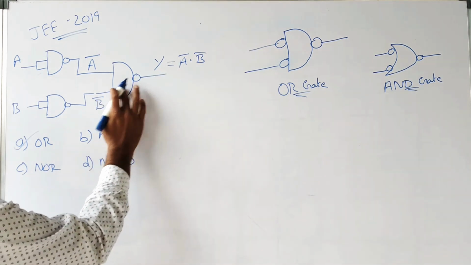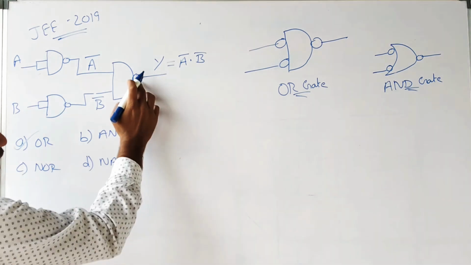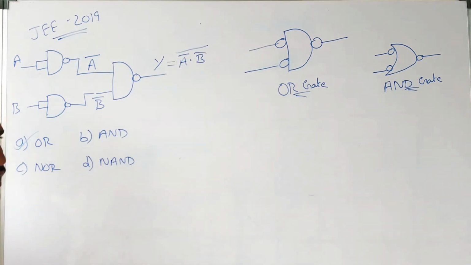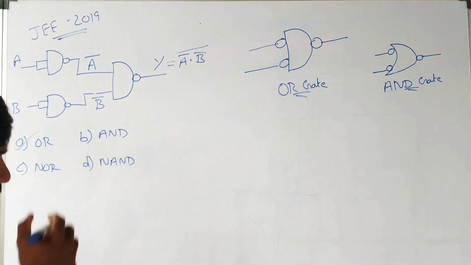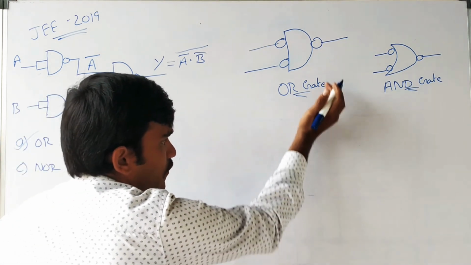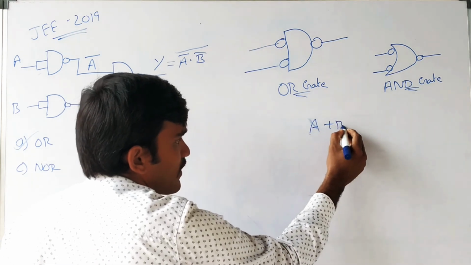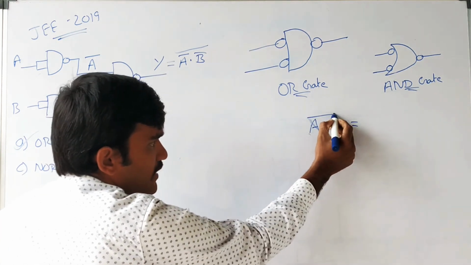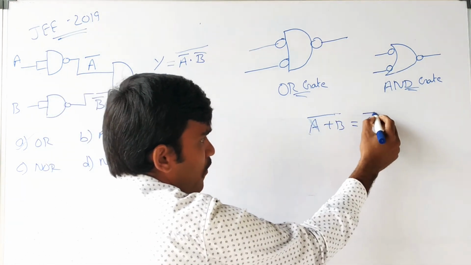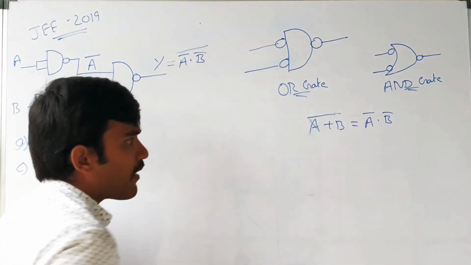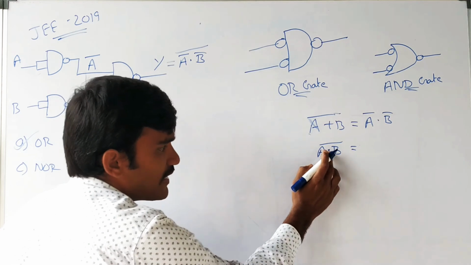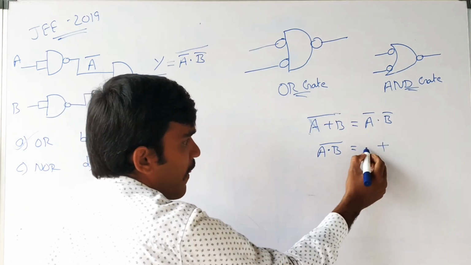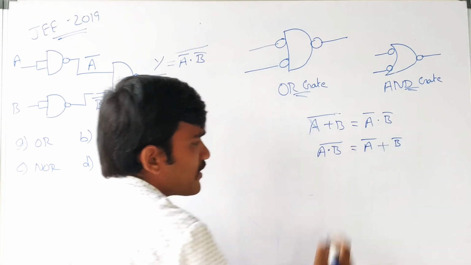AND means we multiply the inputs, and NOT means we put the complement. This is the output. Now by De Morgan's laws: A plus B whole bar is equal to A bar into B bar, which means the addition becomes multiplication with bars. Otherwise A into B whole bar means the multiplication becomes addition, giving A bar plus B bar. These are De Morgan's laws.